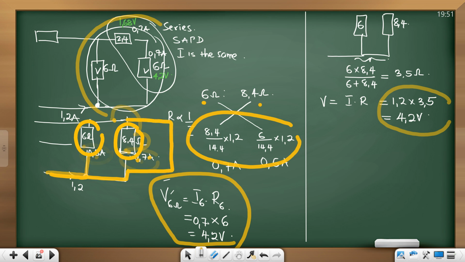Yes, sir. So we are dividing 1.2 between the 6 and the 8.4. So I was using ratios to say what amount of current would go into the 6. Remember, they are in parallel, so current is divided. What amount of current would go into the 6 and what amount of current would go into the 8.4? So the 14.4 is the total resistance. Yes. So just like you do ratios, if I say divide 300 in the ratio 1 to 2, what do you do? You add the ratios together, then you remember that stuff?